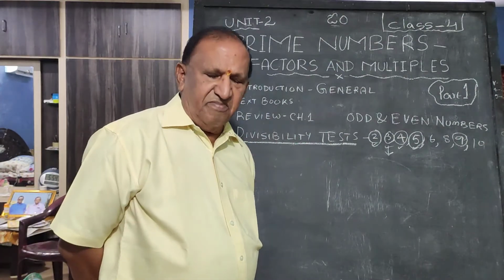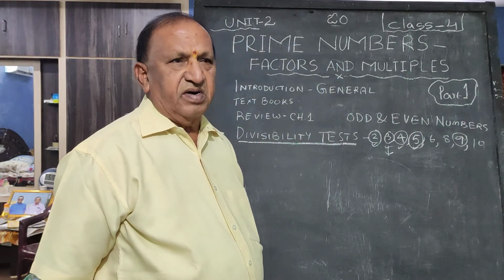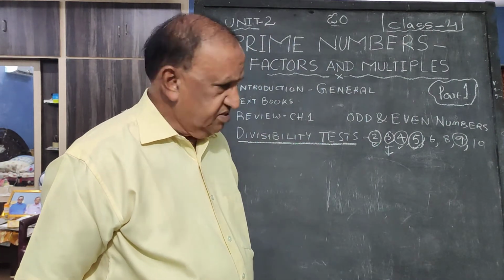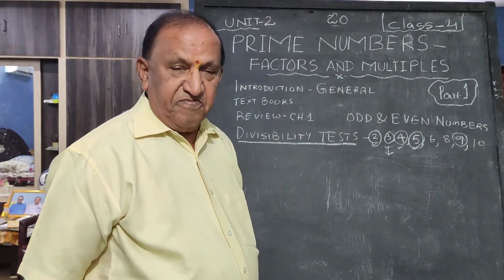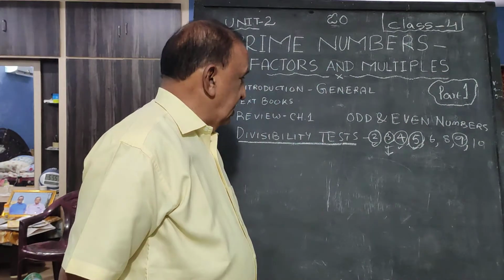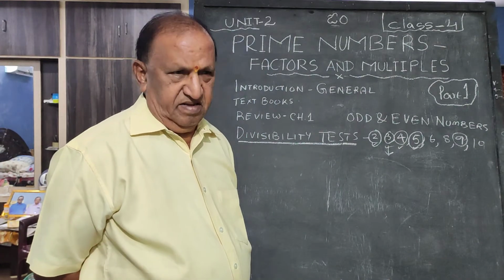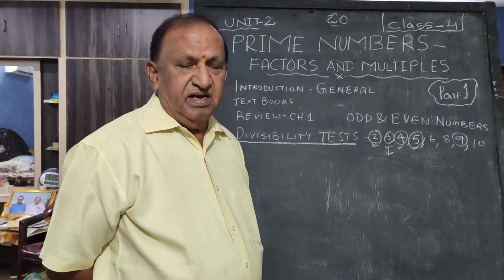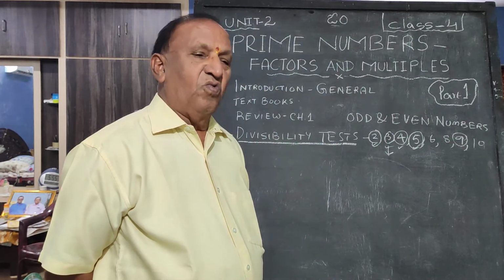So there are two types of numbers. One is odd numbers, another one is even numbers. Even numbers are the numbers that end with 2, 4, 6, 8, 0, whereas the odd numbers end with 1, 3, 5, 7, 9. Now, odd numbers, when you divide by 2, you will have a remainder of 1.